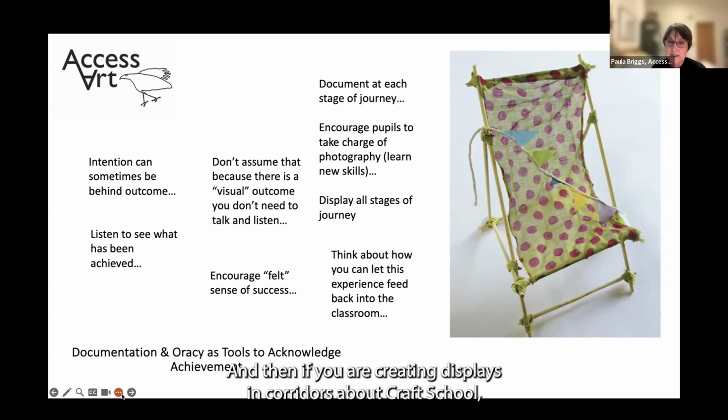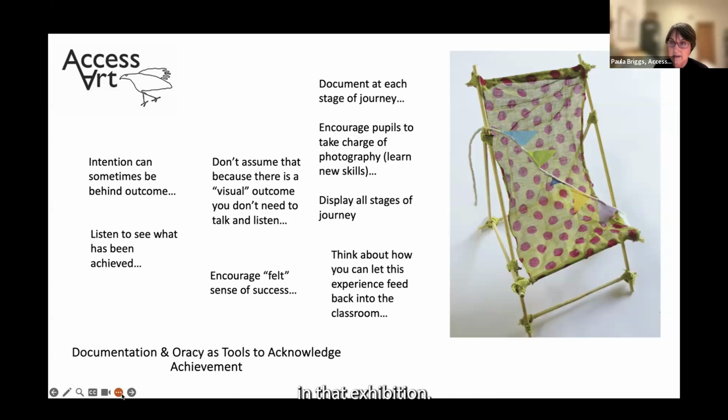And then if you are creating displays in corridors about craft school, we would again encourage you to include all stages of the journey in that exhibition. So again, it's not just outcome, it's about the pupil voice as well and their experience.